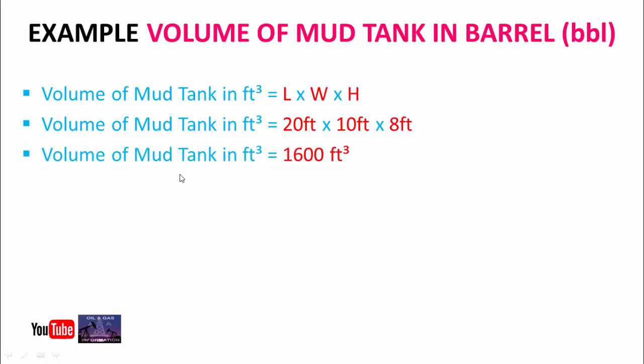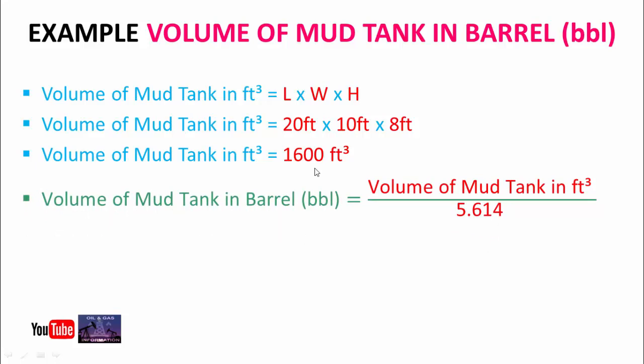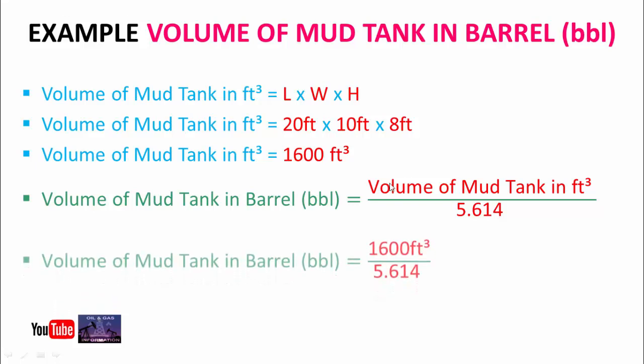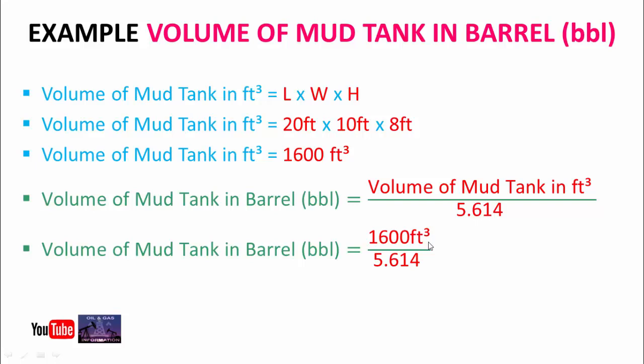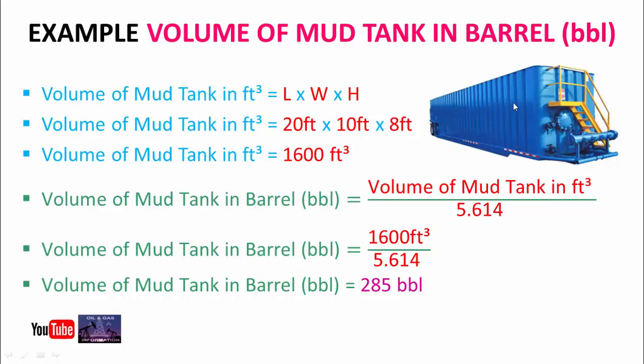So volume of this mud tanks in cubic feet is equal to 1600 cubic feet. Now we want to calculate the volume of this mud tanks in barrel. Here we simply divide it by 5.614. So 1600 cubic feet is divided by 5.614. The answer is 285 BBL. So the total volume of these mud tanks in barrel is equal to 285 BBL.